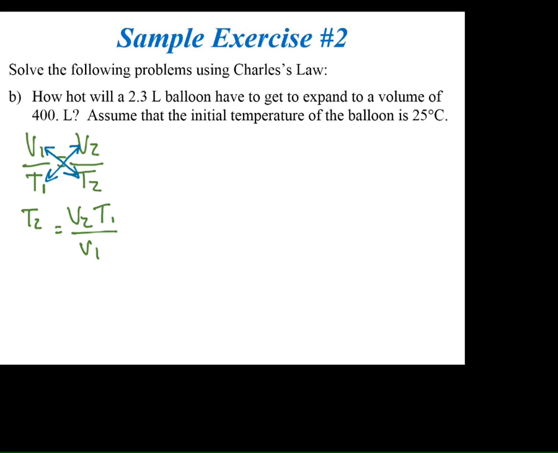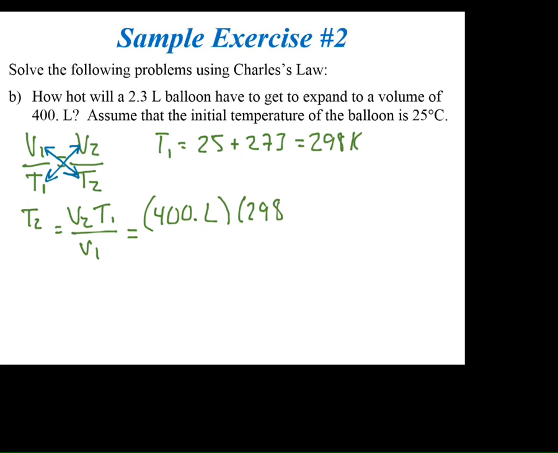Okay, so what do we plug in here? What's V2? 400. liters. What's T1, the initial temperature? 298, right. So we're going to take the 25 Celsius and add 273. So 298 Kelvin. Good. And what's V1? What's the initial volume? 2.3.